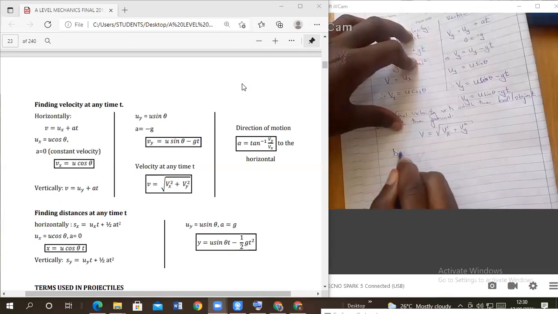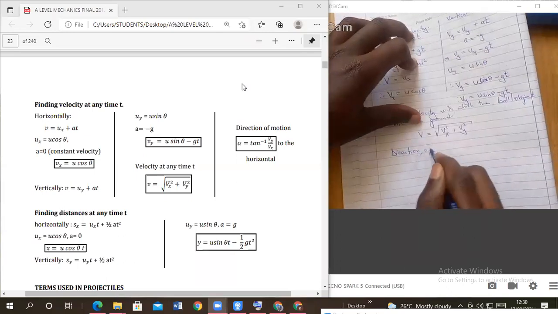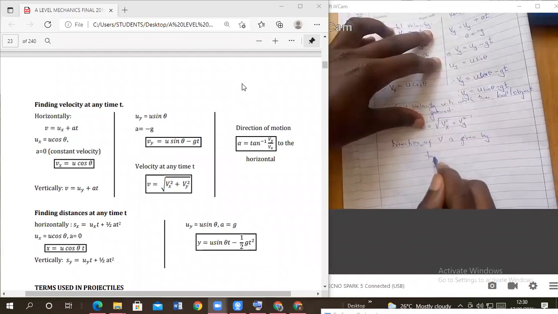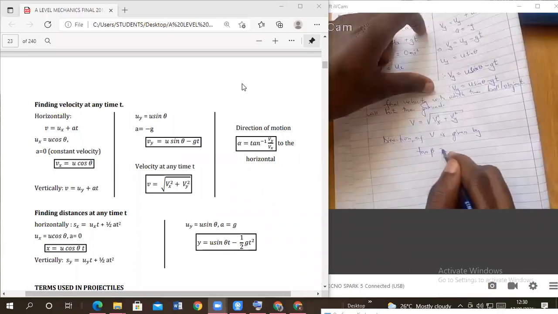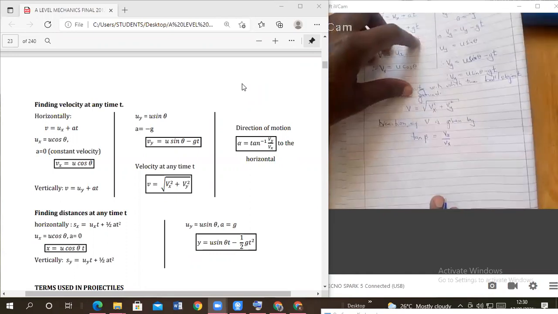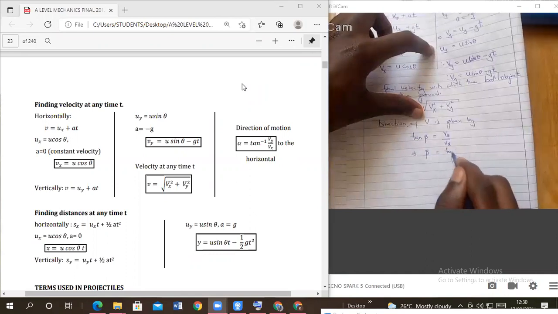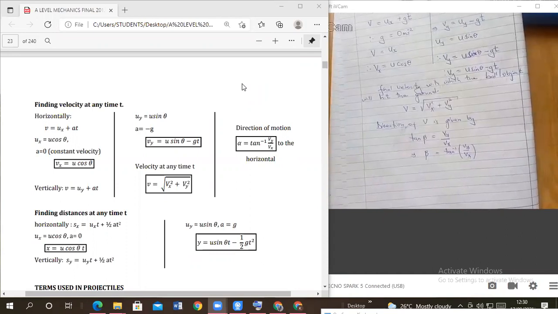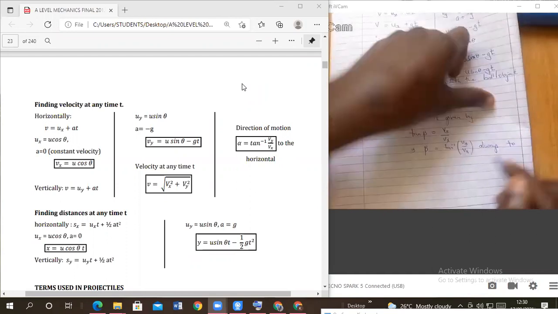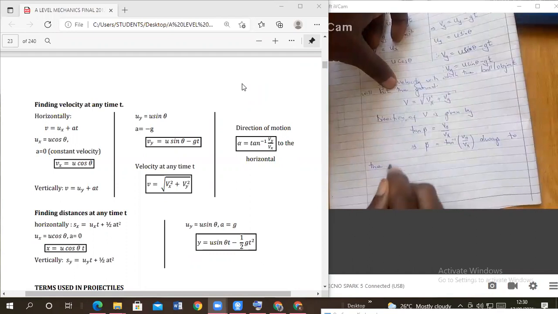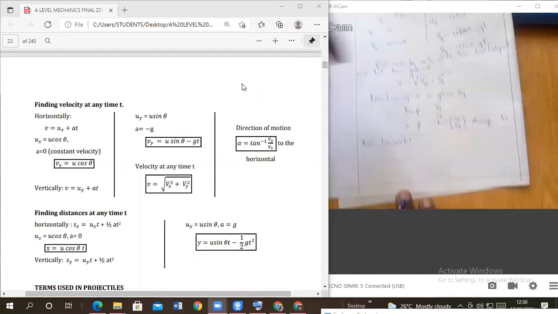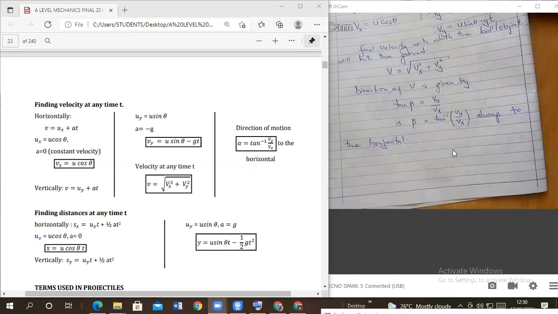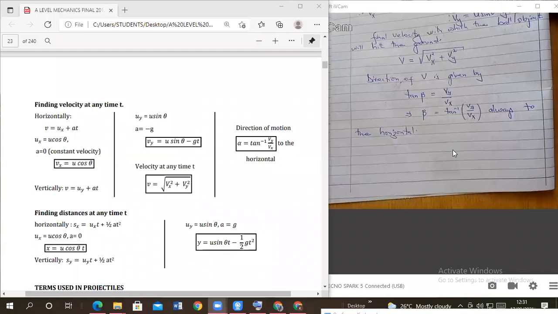So the direction of V is given by tan beta, depending on which angle you have used, which is Vy over Vx. So beta is equal to the arc tan of Vy over Vx. And this angle is always measured to the horizontal. Are we together? Is it clear, members? That is for the velocity.